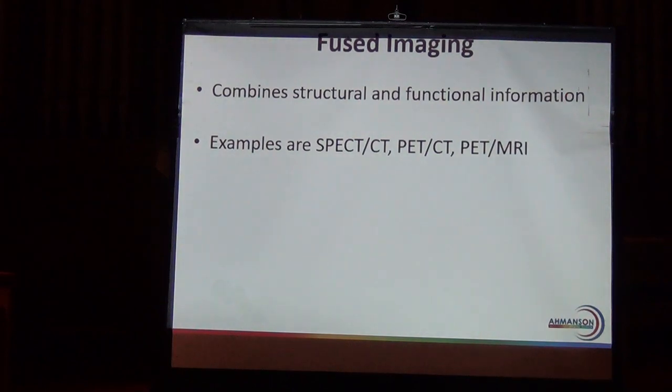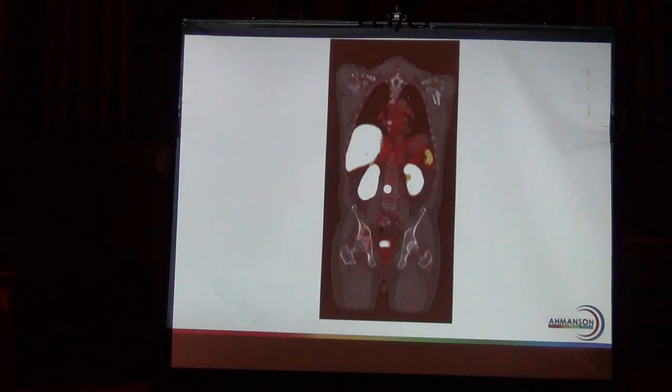So now when we go to fused imaging, as I pointed out earlier, we combine the structural information and the functional information, and then we get a PET-CT scan. Now you get kind of the best of both worlds. You get the structural information, and on top of the structural information, you get the molecular information.